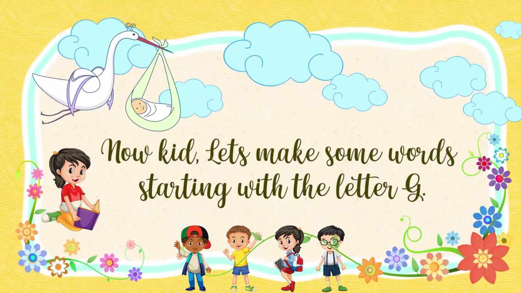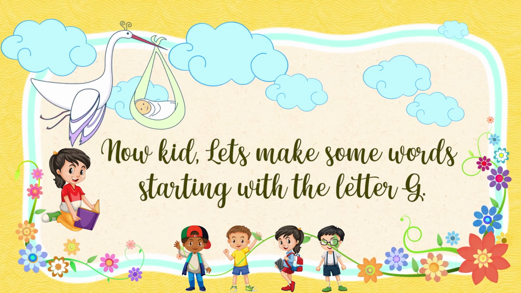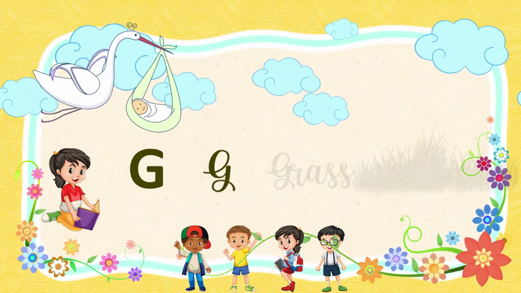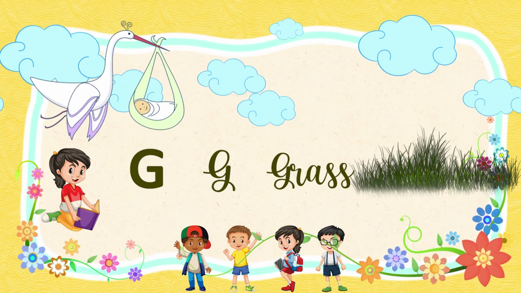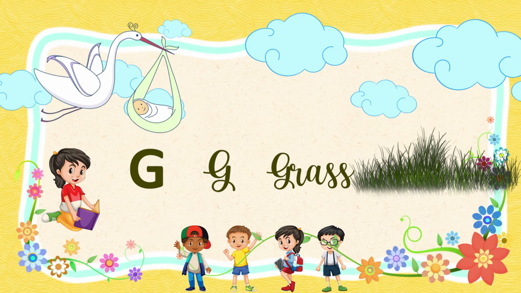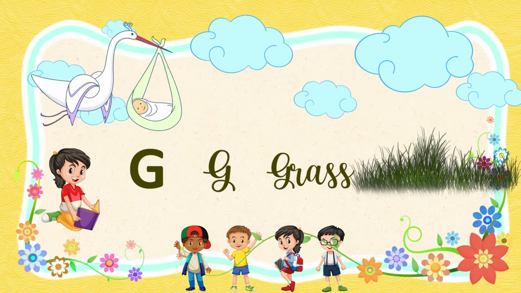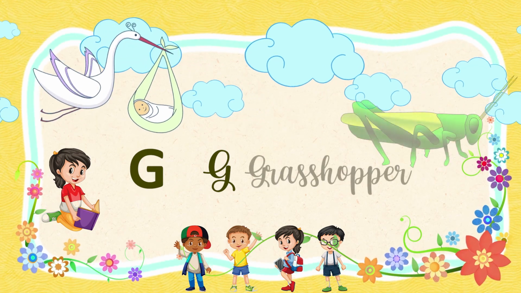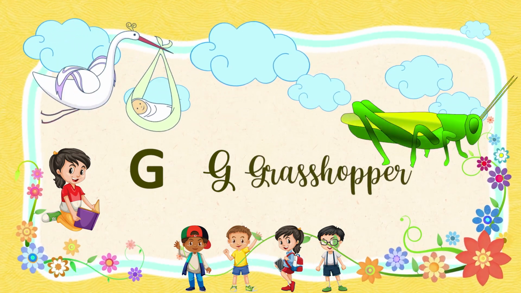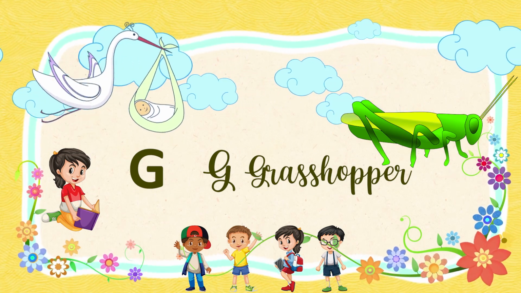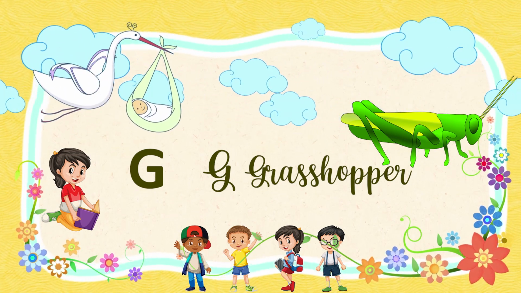Yes. Now kids, let's make some words starting with the letter G. G, g, grass. What is the color of grass? Green. Right. G, g, grasshopper. And can you listen to the sound of grasshoppers at night?